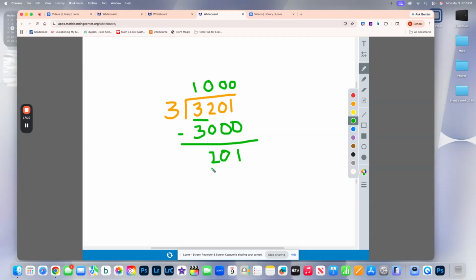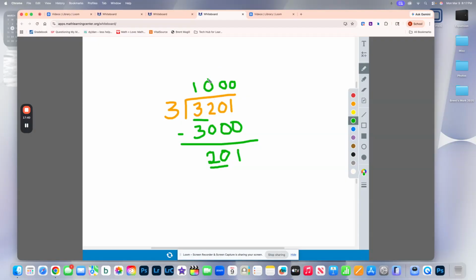Now, does 3 divide 200s? Nope. So I got to go to the tens, right? My 2's are not looking right. So 20. Can you divide 20 by 3? Yes. What times 3 is close to 20? Well, 7 times 3 is 21. So I'm going to have to go smaller.